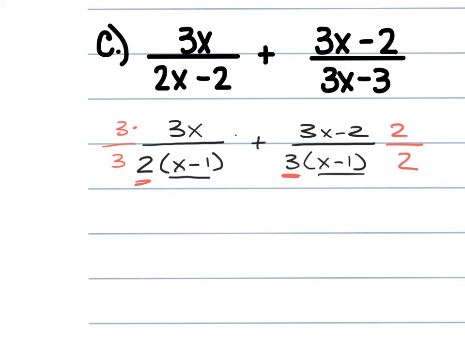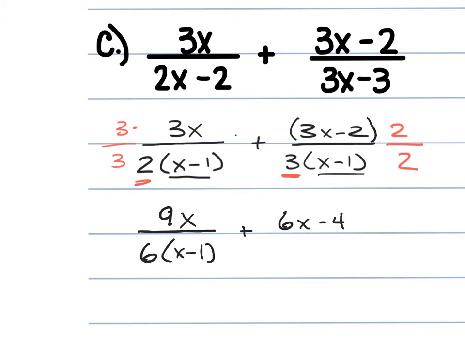So 3 times 3x? 9x. 3 times 2 is 6 times x minus 1 plus 2 times each one of those things. Remember, it's times each of them, becomes 6x minus 4 over 2 times 3 on the bottom is 6 times x minus 1.